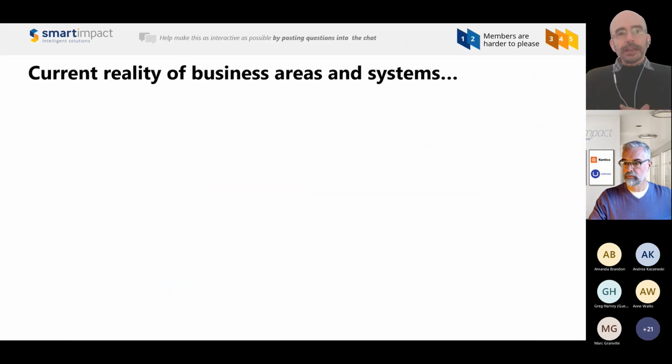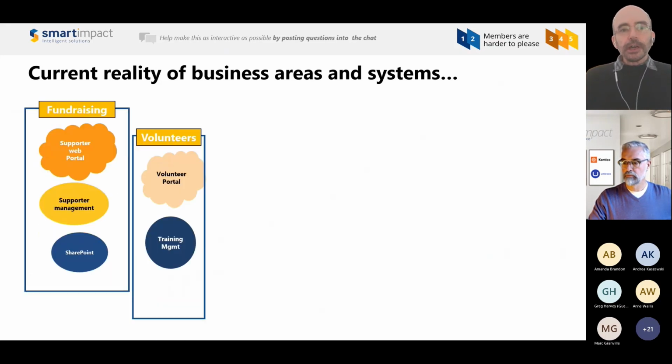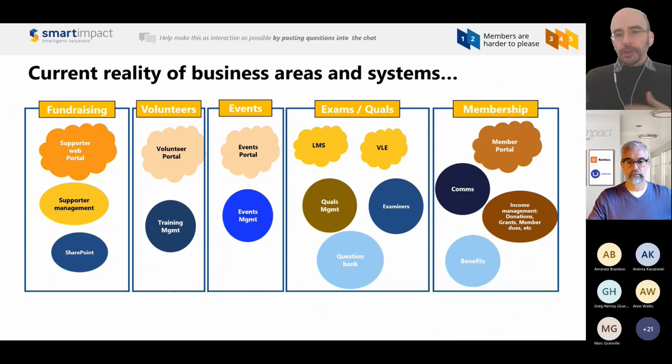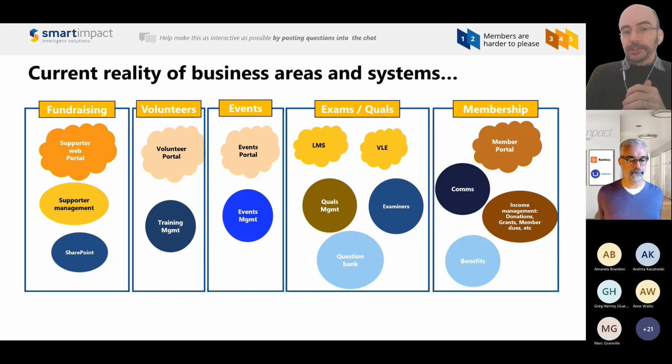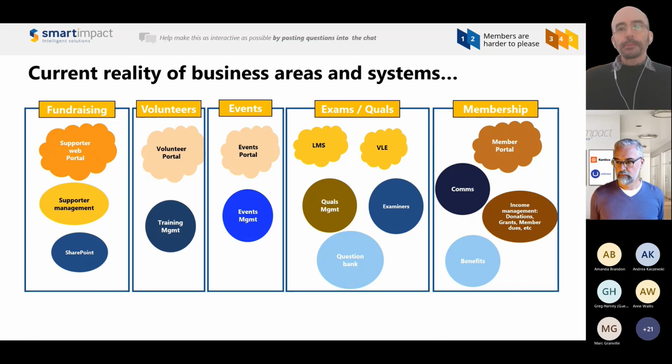So the current reality of business areas and systems for most membership organizations is that, because membership bodies can be very complex and offer lots of verticals of functionality, a lot of those things can be relatively disconnected, if not in systems terms, although it often is, then quite often culturally within the organization, where people are not sharing what they've got. So, disconnected views of the data.